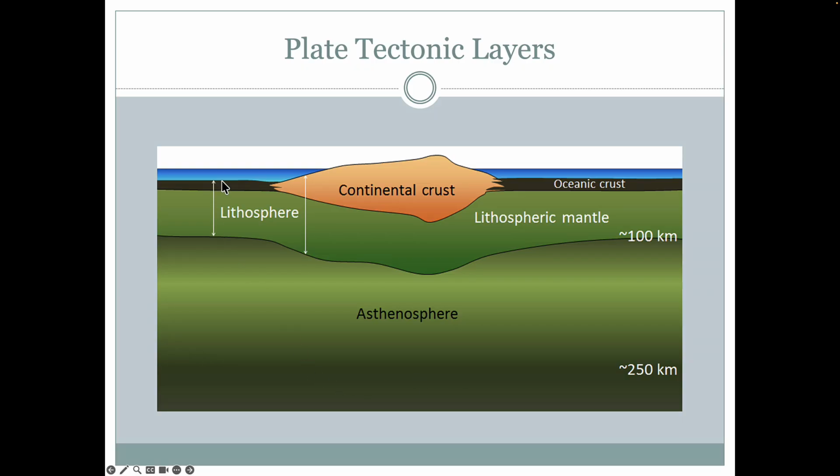So the lithosphere would be going from the top of the ocean floor, the top of the oceanic crust, down to some distance in the mantle. That entire thickness would be called the lithosphere. And the continental crust would also be sitting on top of the asthenosphere. So the layer below is called the asthenosphere.